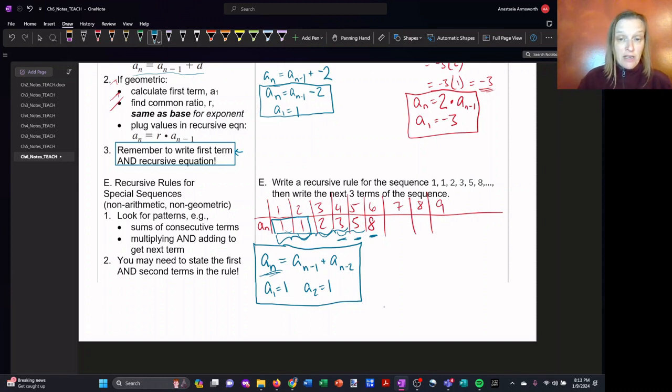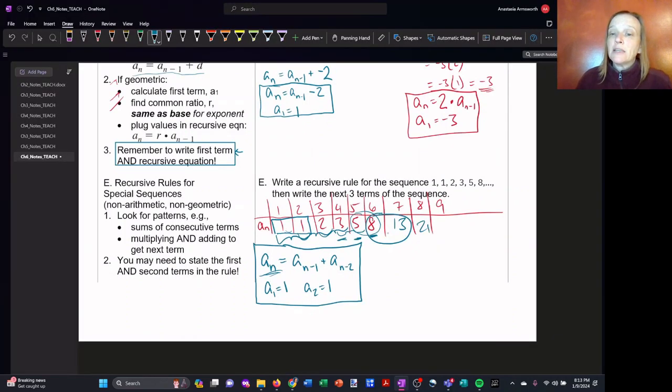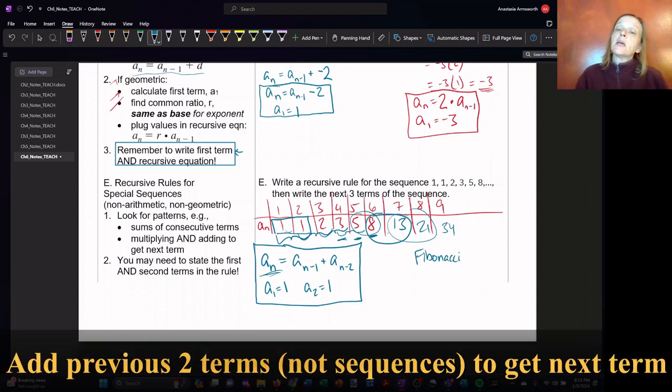Now that I know what the general pattern is, I can use my pattern to continue the sequence to figure out the next three terms. So what do I get when I add 5 plus 8? I get 13. What do I get when I add together 8 plus 13? I get 21. What do I get when I add together 13 plus 21? I get 34. So now we have extended this sequence. Again, this is quite a famous sequence. It's called Fibonacci. The Fibonacci sequence, you add together the previous two terms to get the nth term of the sequence.